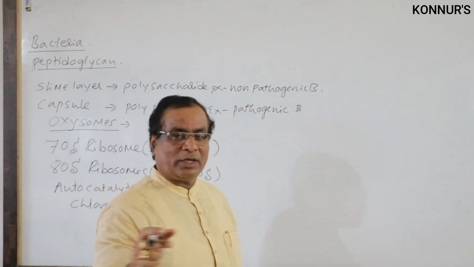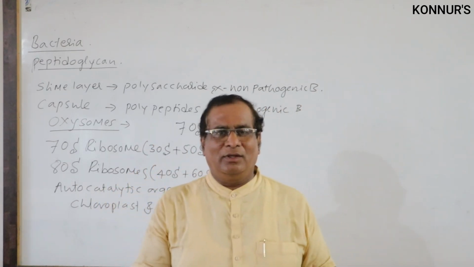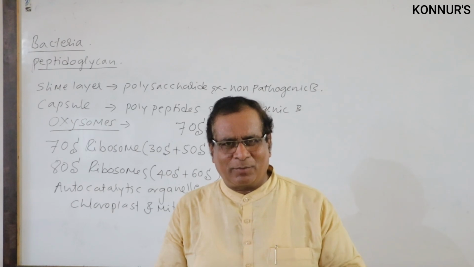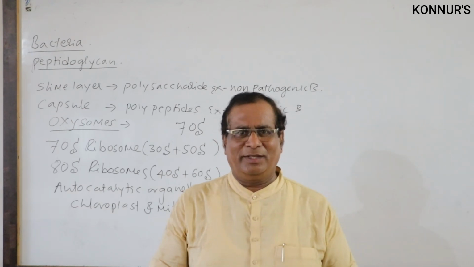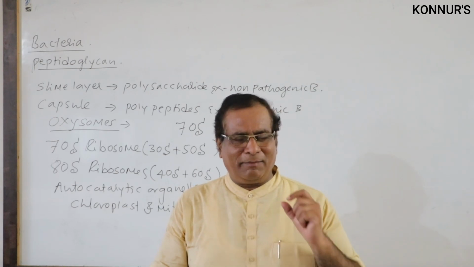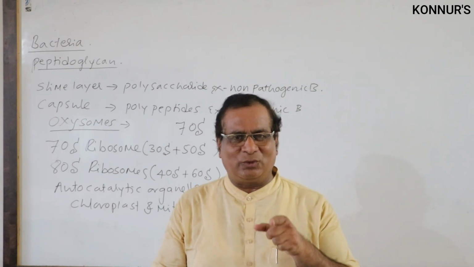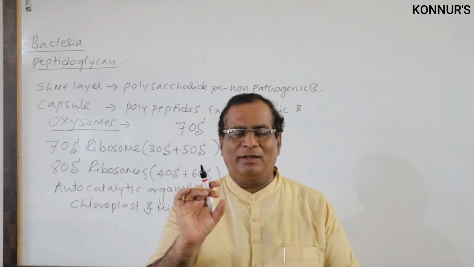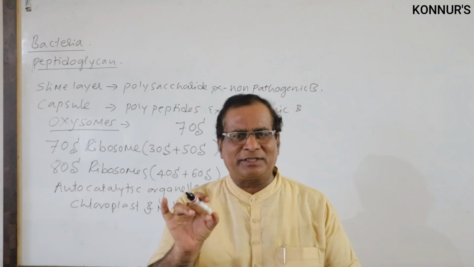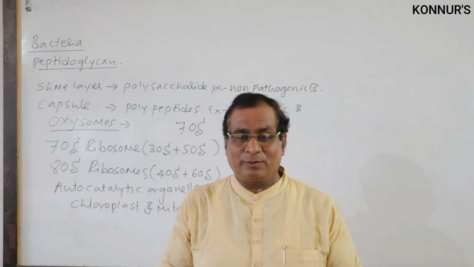A prokaryotic ribosome is present in the mitochondria and chloroplast, which are there in eukaryotic cells. Remember, they make the question concern to this. Which type of ribosomes are present in chloroplast and mitochondria? 70S ribosomes.